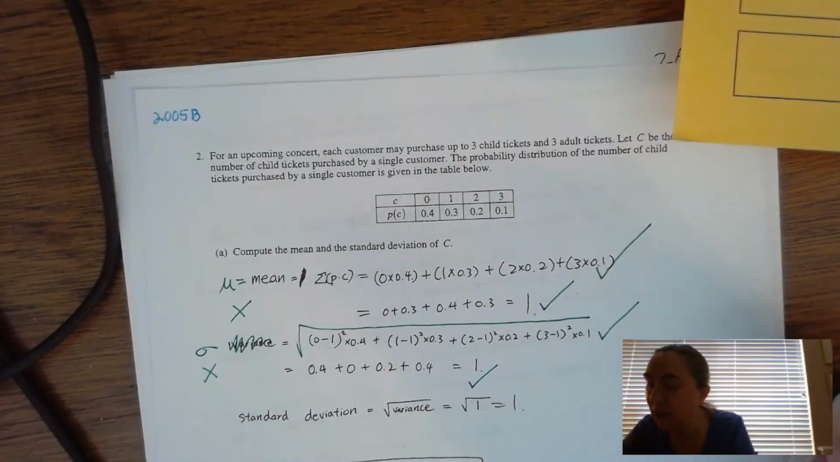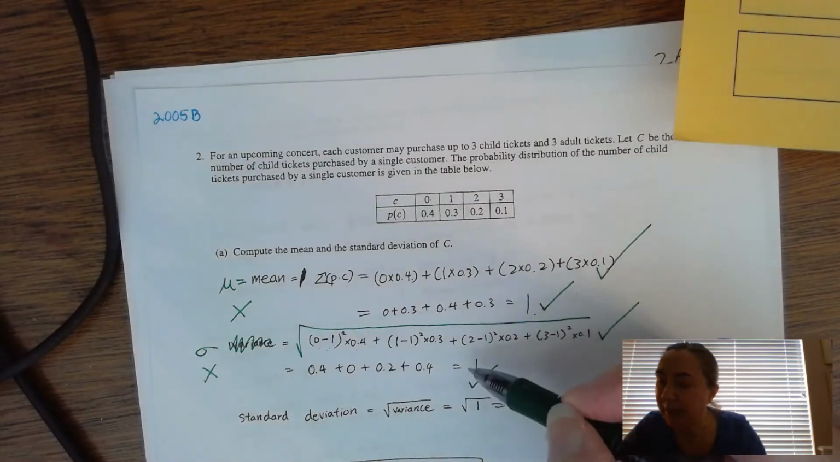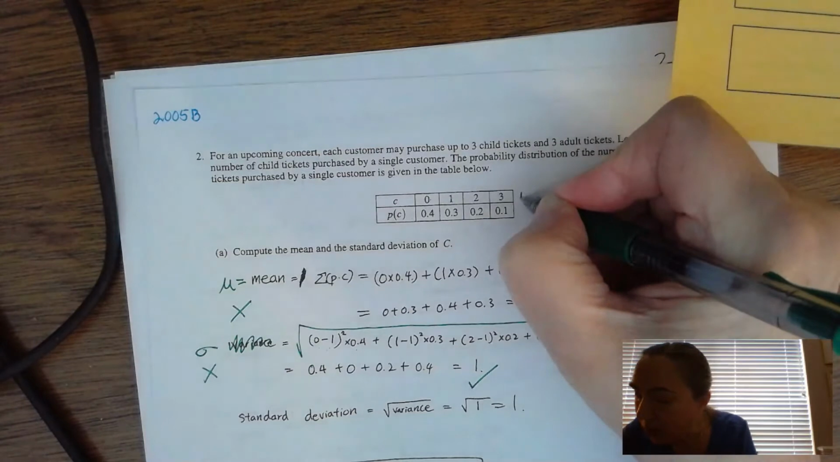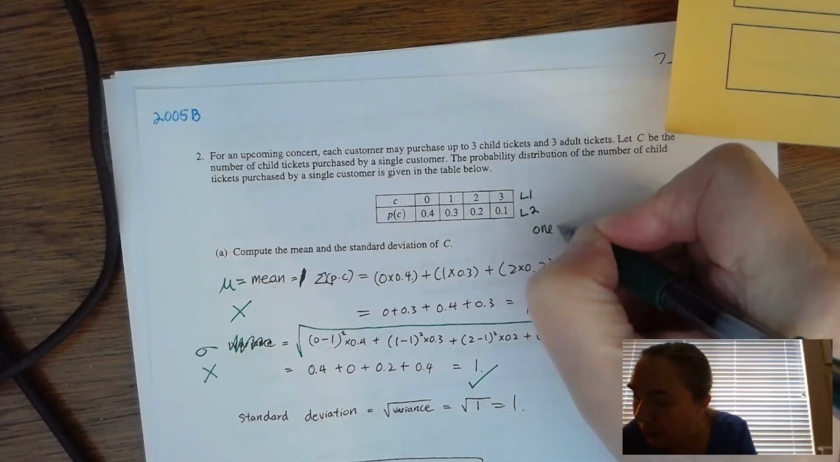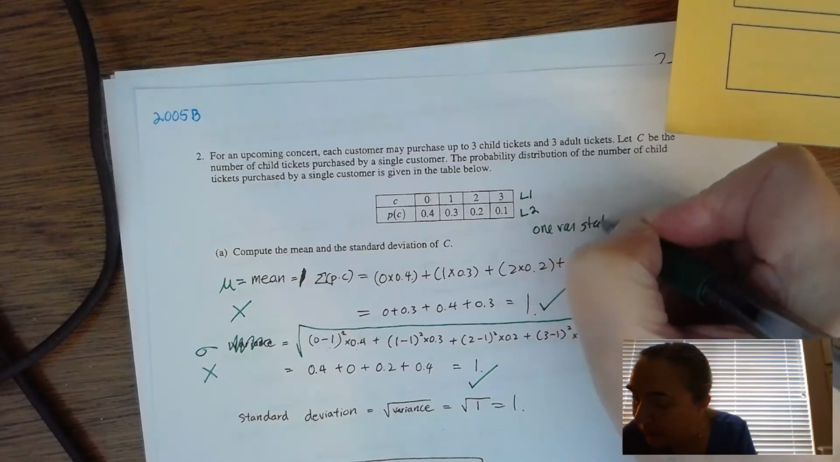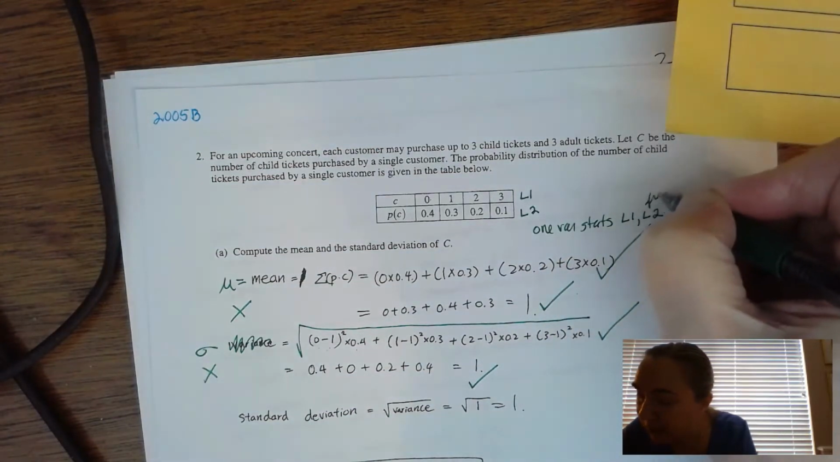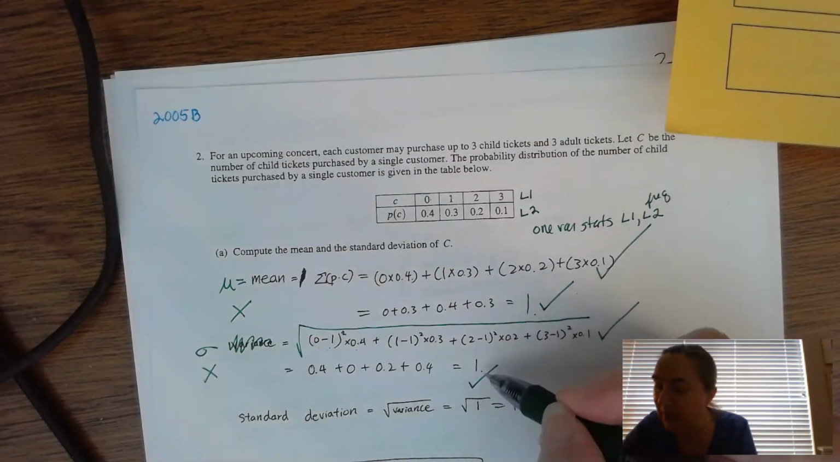Now I want to make sure that you realize that the answers that I got were not actually from doing these calculations and putting them into my calculator. To get the mean and standard deviation, you're going to put the outcomes into L1 and the probabilities in L2. You're going to do 1-Var Stats L1 with L2 as the frequencies, and that's where you're going to get the mean and standard deviation that you can write down.